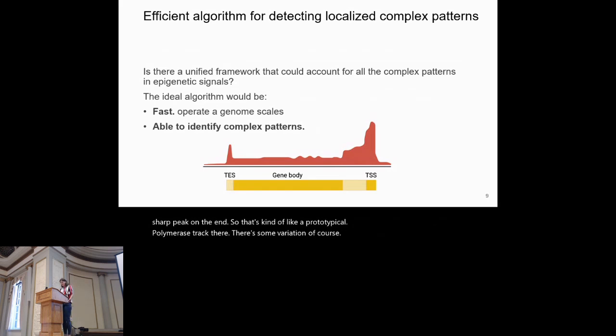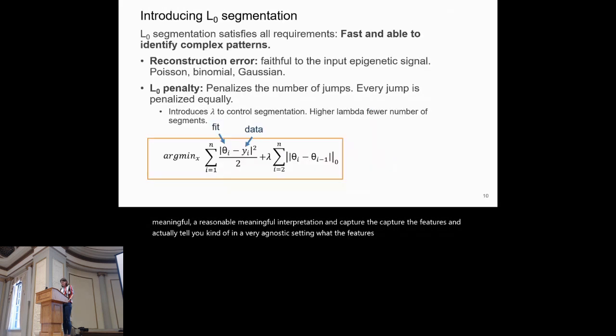So the question we set out to answer is, is there an efficient algorithm that can deal with all of these kinds of tracks in a unified framework, produce a reasonable, meaningful interpretation, and capture the features, telling you in a very agnostic setting what the features are? The solution we've come up with is to use L0 segmentation. We believe it fits a lot of the requirements. It is a fast way to segment linear tracks, and it can identify complex patterns.